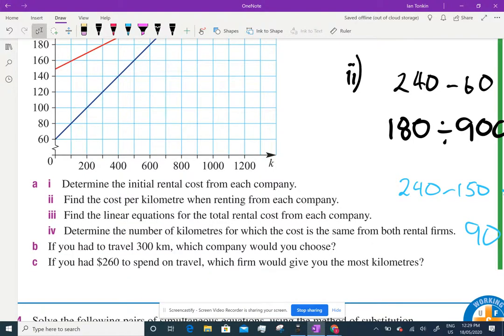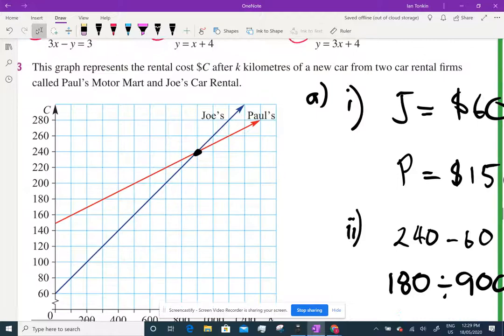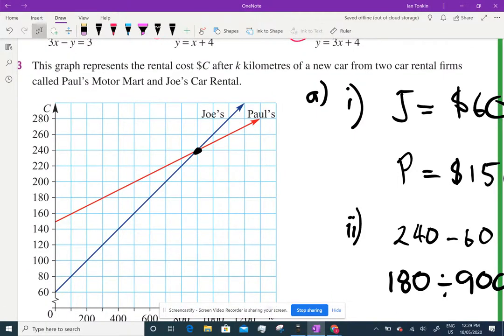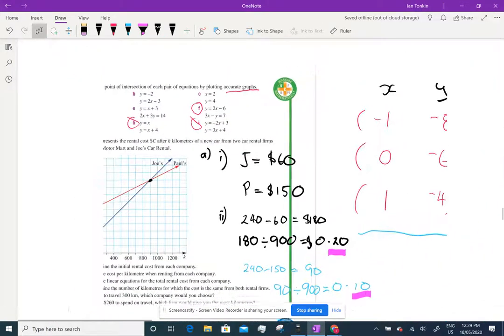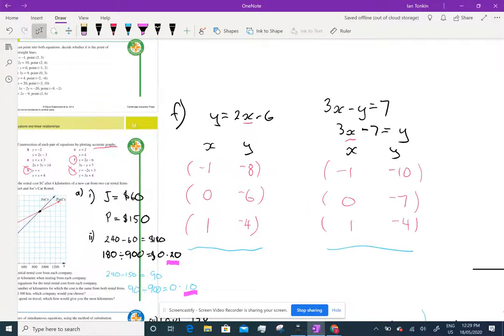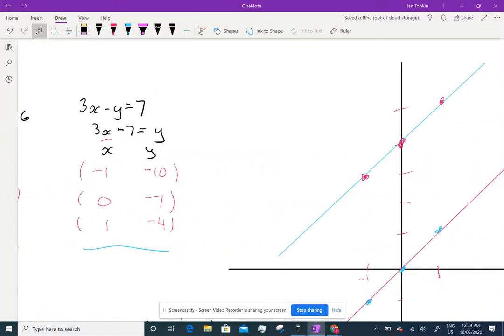All right? You can answer the other questions about those, but solving equations graphically, realising if they're parallel, there will be no solution. Good luck with those.